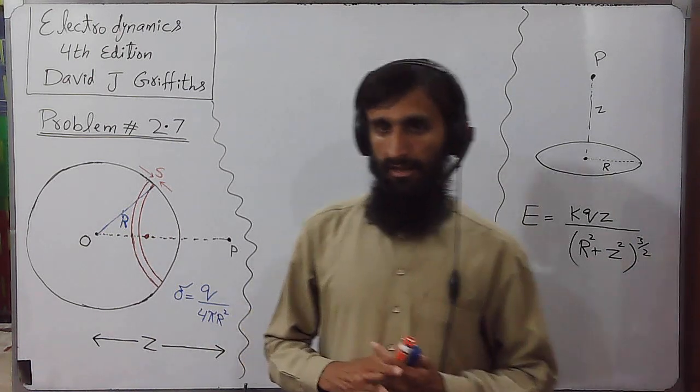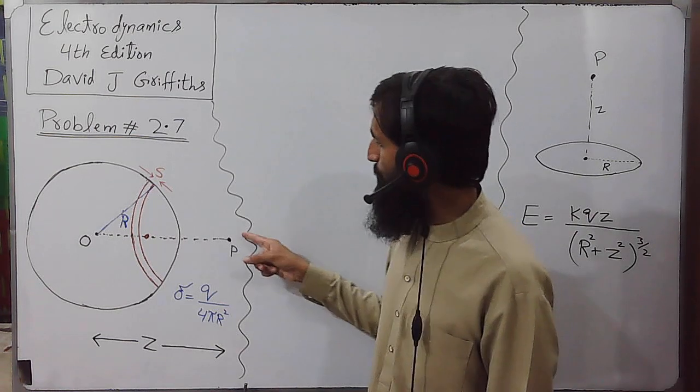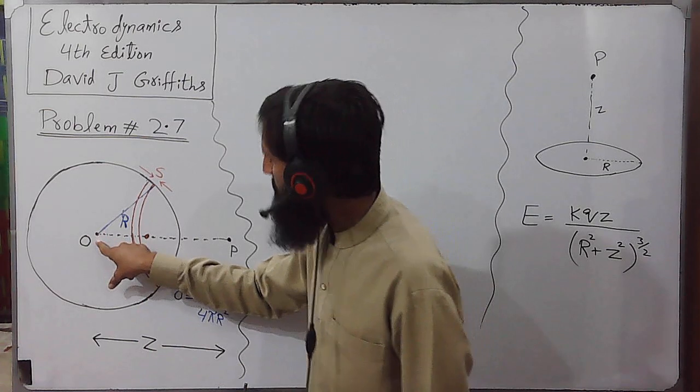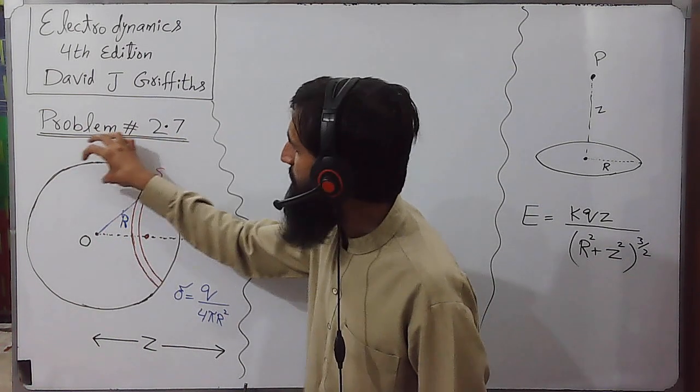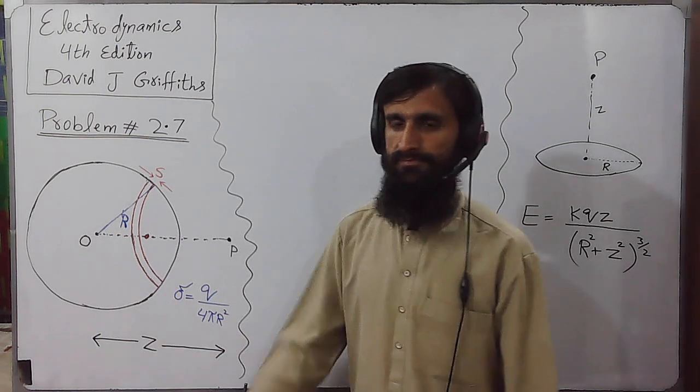Today we have to solve problem number 2.7 of Electrodynamics 4th edition by David J. Griffiths. In this problem we have been asked to find the electric field at some point P at a distance z from the center of a uniformly charged spherical shell having uniform surface charge density sigma.